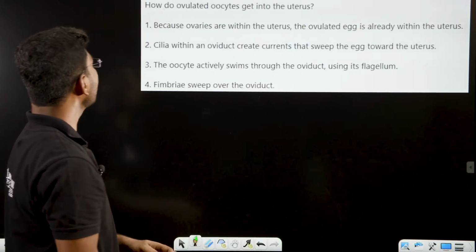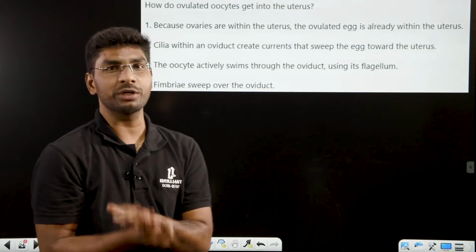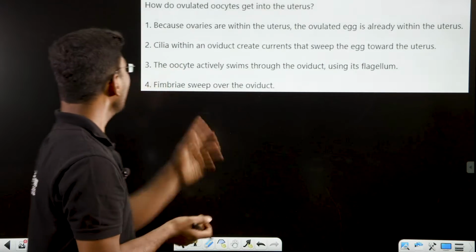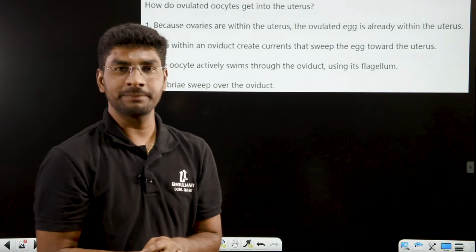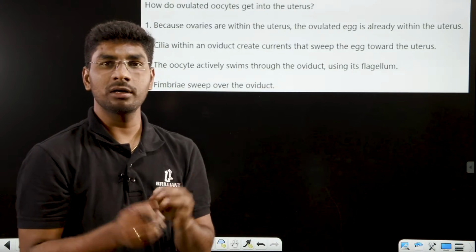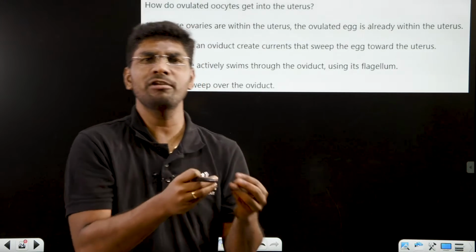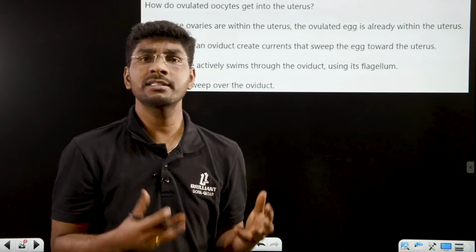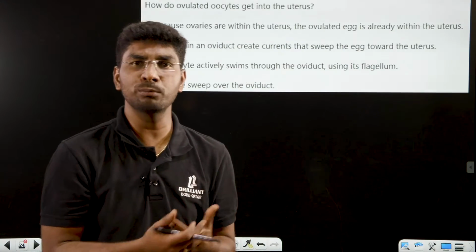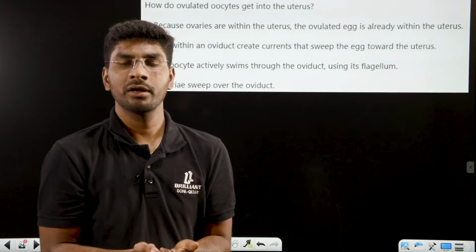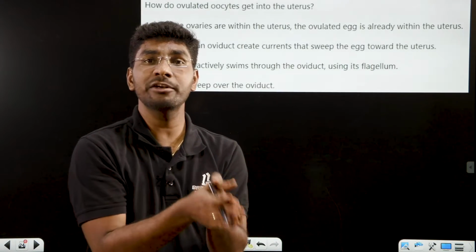The next question asks how the ovulated oocyte gets into the uterus. Keep in mind, the male gamete, sperm, has a long tail for movement, but the secondary oocyte doesn't have any tail or locomotory organ to move from here to there. With which parts will it be moved towards the uterus and enter into the fallopian tube?